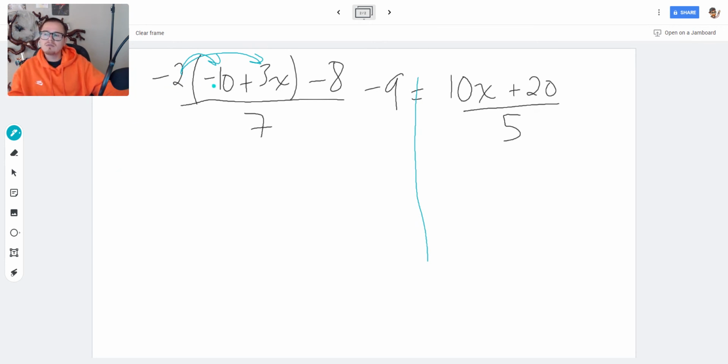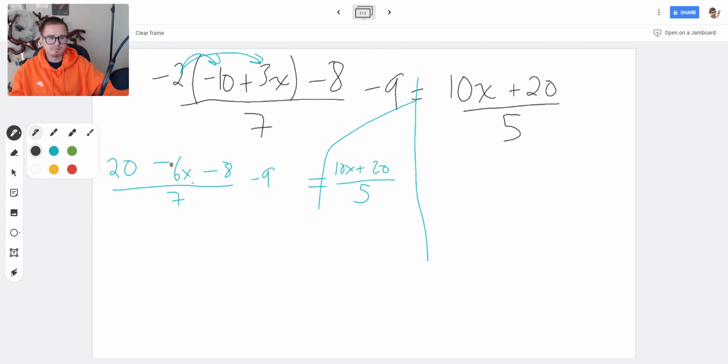So -2 times -10, negative times a negative is a positive. -2 times 3x is -6x. This is -8, all divided by 7. That -9 is still hanging out. I'm going to bring this over here. Sorry, that's ugly, but it is what it is. And then over here, I'm just going to bring this over. The 10x plus 20 over 5.